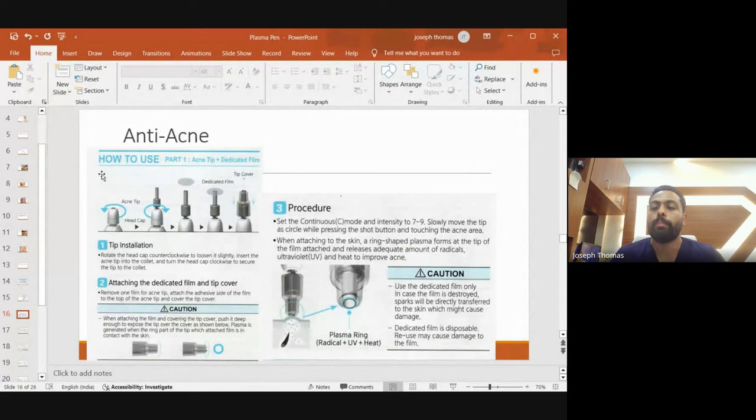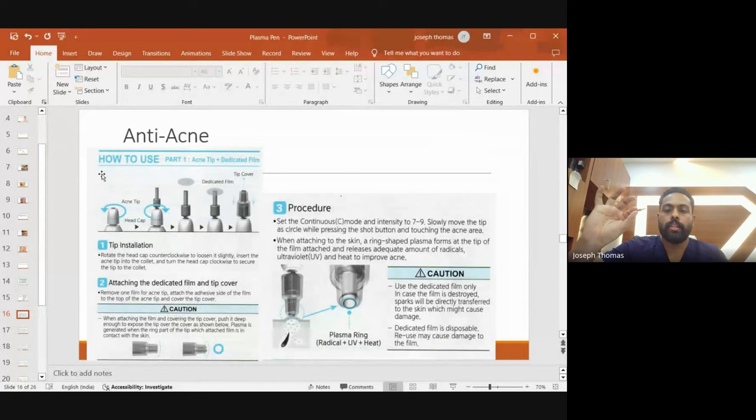As you know, the bacteria are there, and they will be eliminated by the free radicals and the UV released from the plasma machine. That is how you can do it.